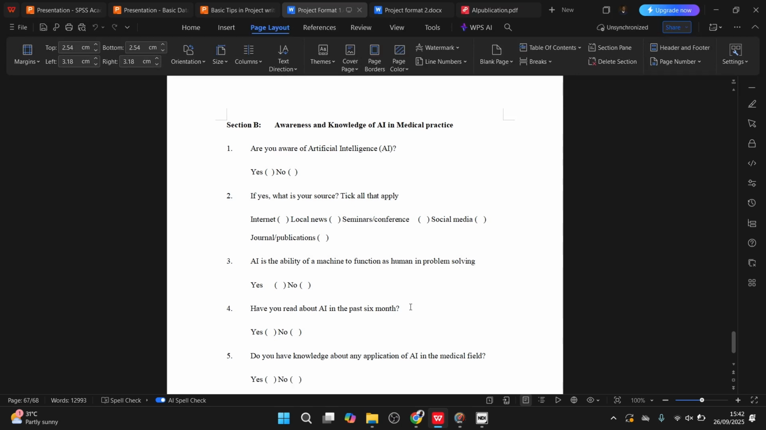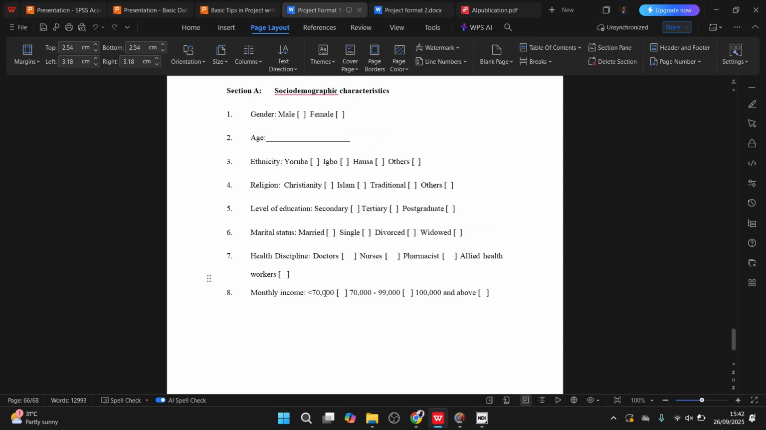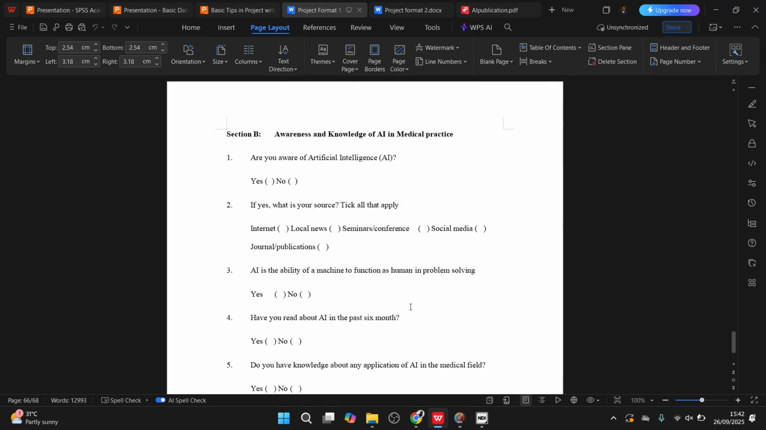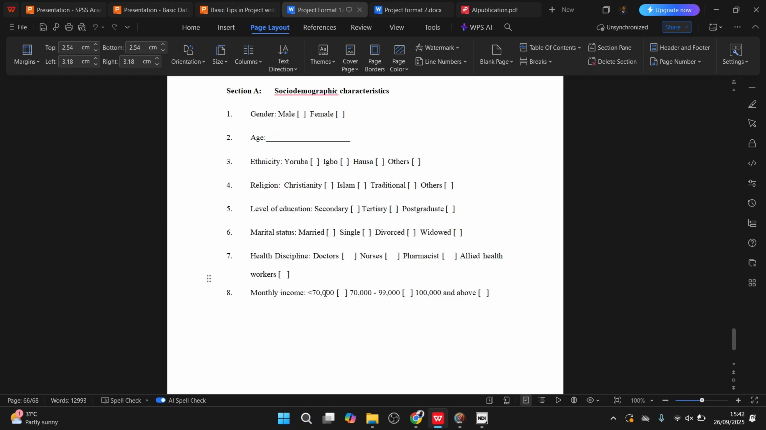Now, monthly income. Here we have a range of values, so this one is clearly ordinal, because you can decide that this is lower, then this is higher, then this is even more. Most of the others are nominal. What is your source? Nominal. Frequency is ordinal. You know that daily is not as frequent as weekly, which is not as frequent as monthly.